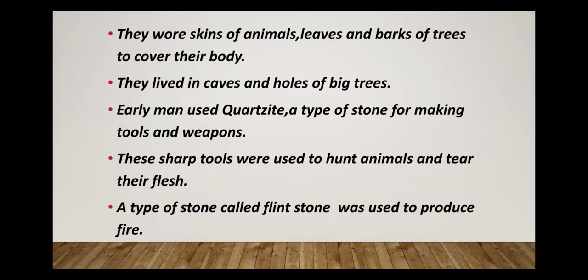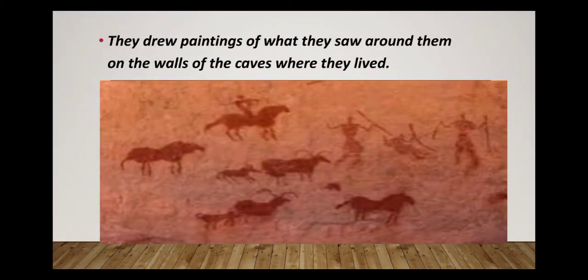They wore the skins of animals, leaves, and barks of trees to cover their body. They lived in caves and holes of big trees. The stones were sharpened as tools by them. They made it with the help of other stones. The sharp tools were used to hunt animals and tear their flesh. A type of stone called flintstone was used to produce fire. They drew paintings of what they saw around them on the walls of the caves where they lived.